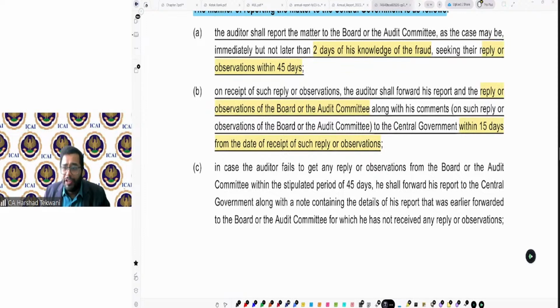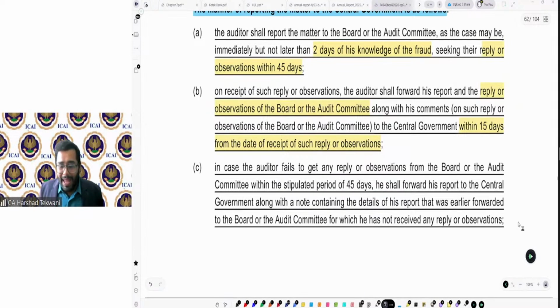If I do not receive the reply within 14 days, then after the end of 45 days, I will forward my report to the central government. In that report, I will specify that I have not received a response from the management.